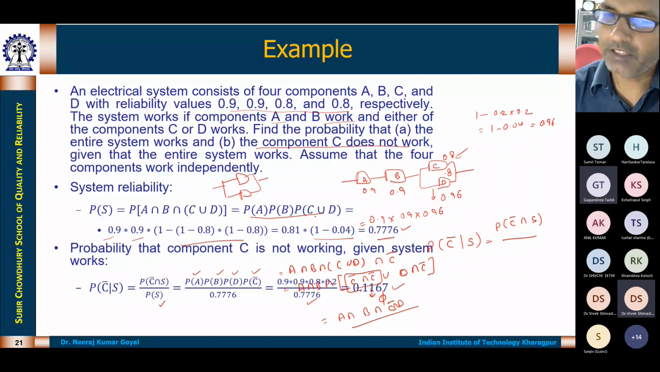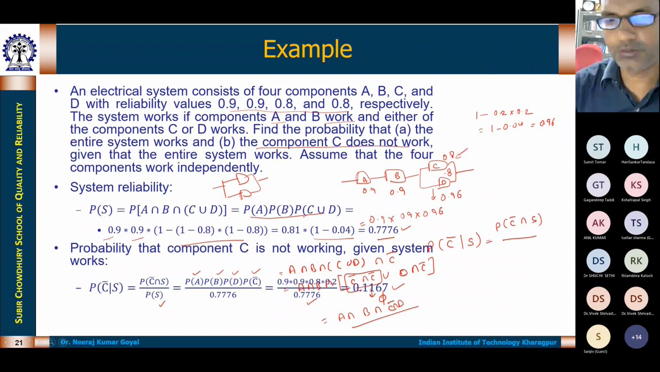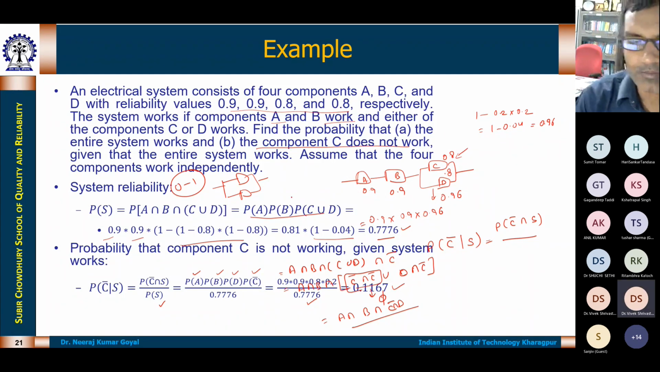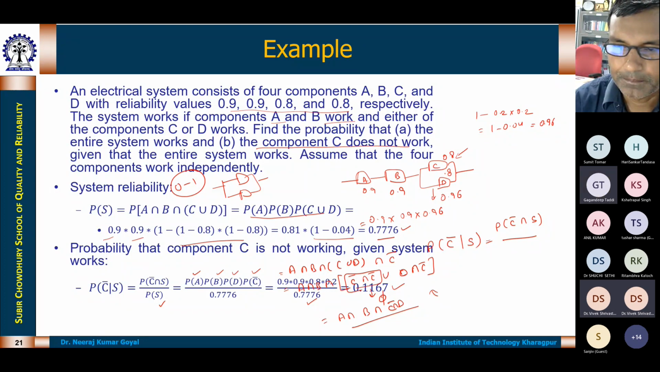Yes. In any case, not only parallel, series, whatever system you take, if the probability is not somewhere between 0 and 1, that means you have made a mistake. Either you have forgotten to reduce this or you have miscalculated. It will never exceed 1, right? If it is exceeding 1, that means we have missed the idempotence law somewhere, or the union law somewhere. Is it okay? Yes, sir.